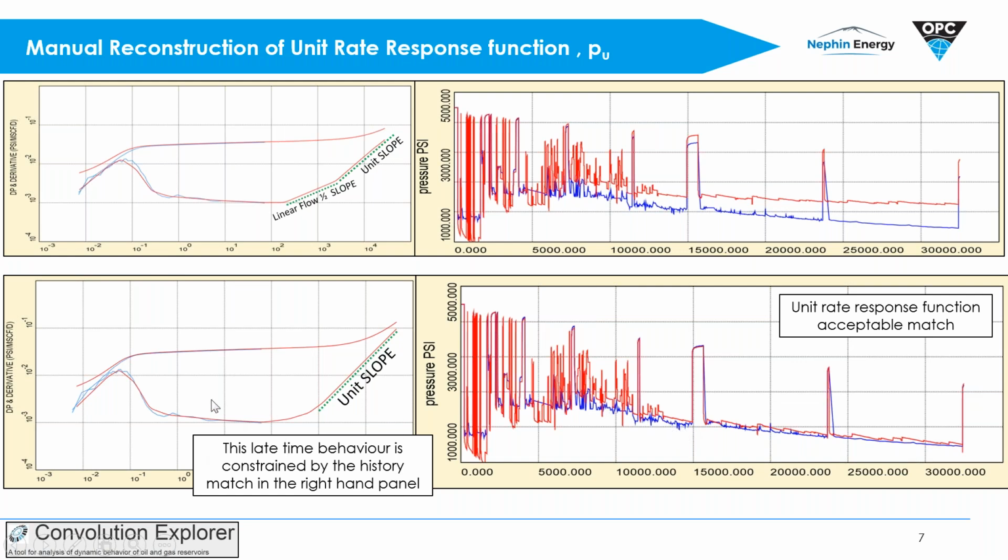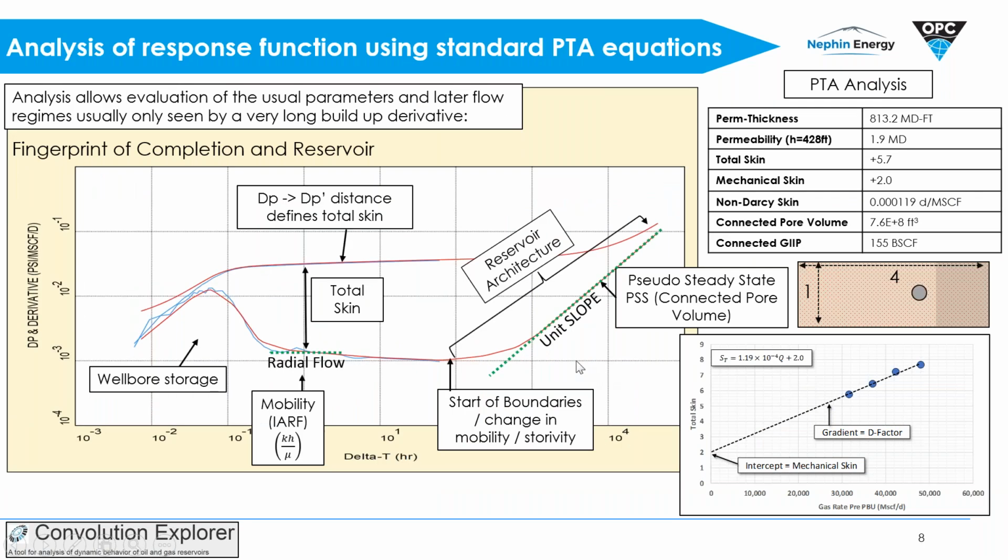So we are really constrained in the first 100 hours of the build-up by using a standard derivative, but then to constrain the late time data, we constrain it with 33,000 hours in our case. And we do this until we get an acceptable match, and here I think it's quite acceptable. So again, why did we do this? It allows us to analyze this derivative using standard PTA equations. Remember, PTA came from the first assumptions of a well flowing at a constant rate from the beginning of time. So there are no different PTA equations going on here. We've just gone back to basics.